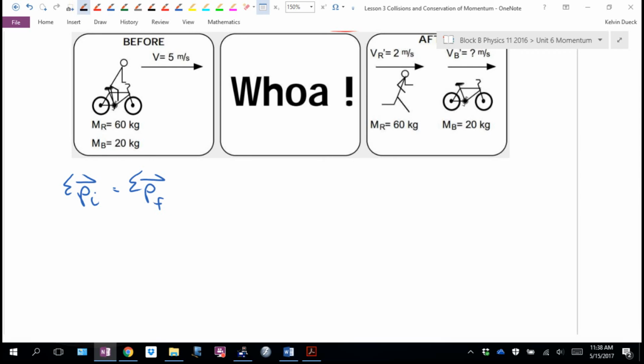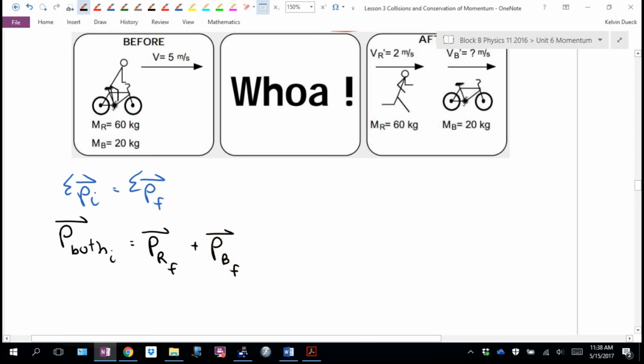Before the collision, what's moving? Mass R, mass B, both or neither? Both, stuck together. So we're going to go momentum of both initial. Boom! There's an explosion. It's kind of a slow motion explosion, but it's an explosion. After the collision, both and separate. It looks like we're calling R for rider, B for bike. So momentum of R final plus momentum of bike final.